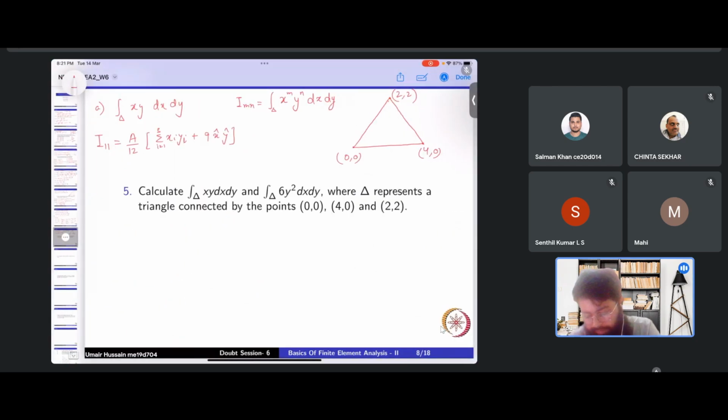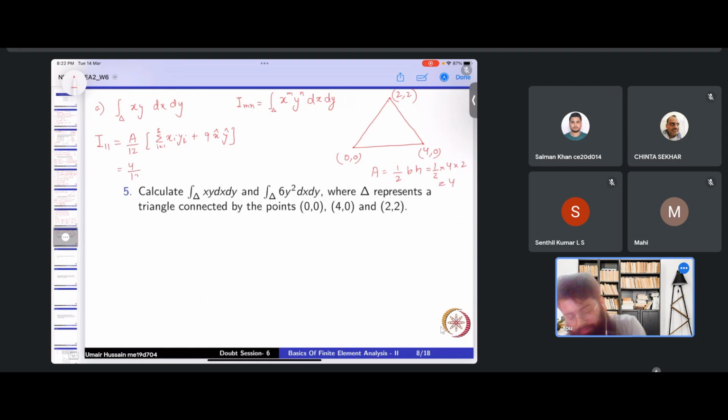So, if we want to find this term, we first need to find the area of the triangle A. Area is equal to half base into height, right? Looking at the coordinates, what should be the value of base here? Anyone? Base is equal to 4, right? And what should be the height? The horizontal line here is on the y equals 0 axis, the x axis. So the y coordinate of the third node is the height, right? 2. So we get area equals 4.